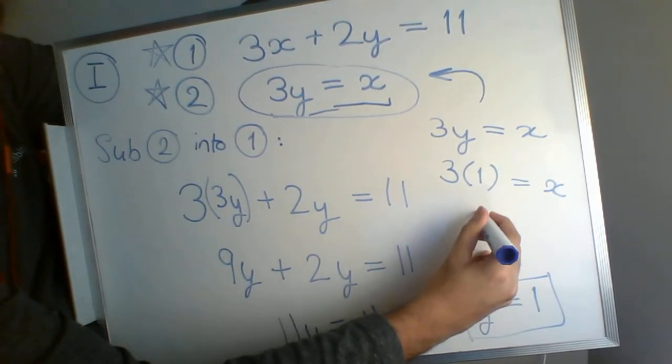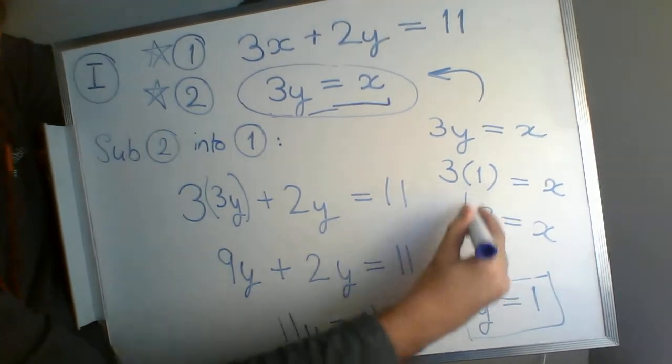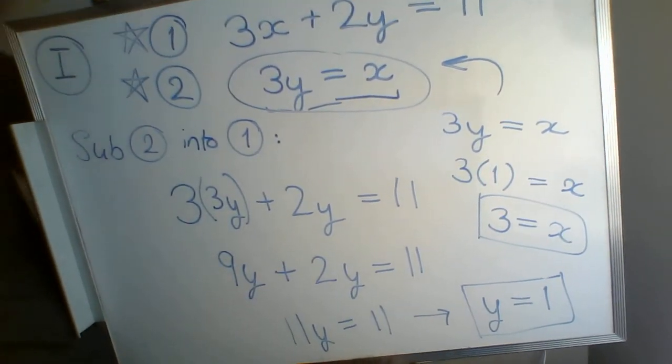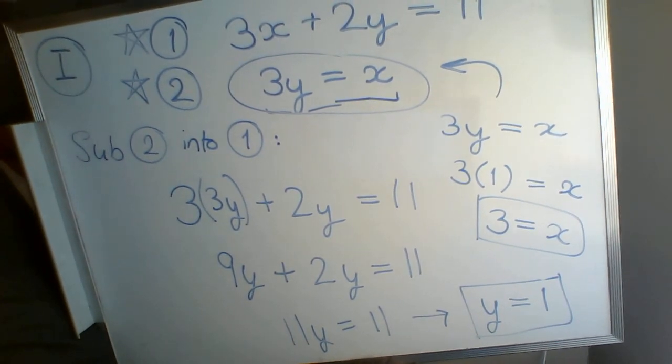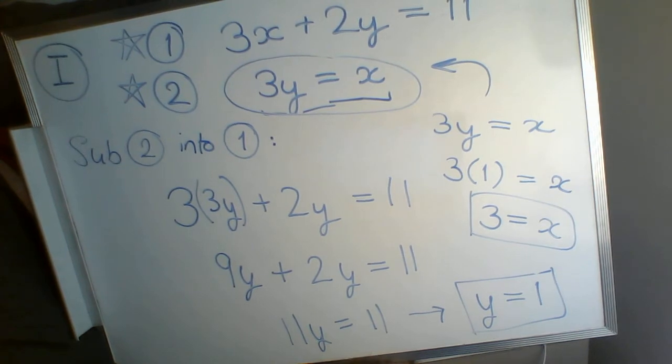So that tells me that 3 is equal to x, or x is equal to 3, however you want to write that down. And there you go. There you have your final answer for both variables. In this one you get that x is equal to 3 and y is equal to 1.